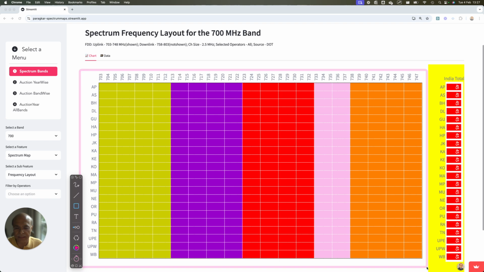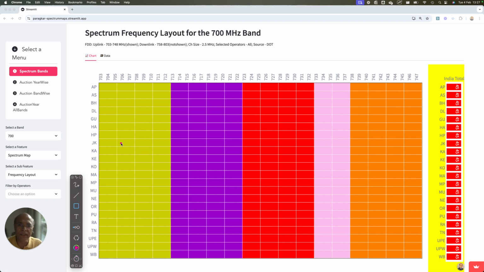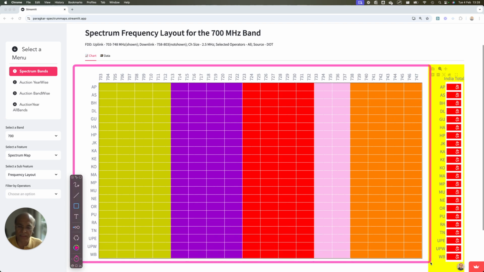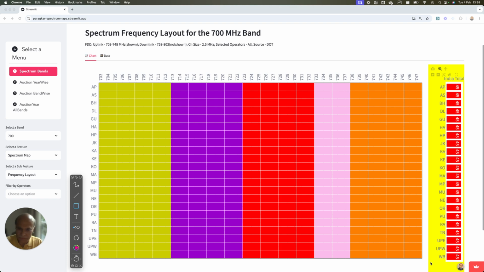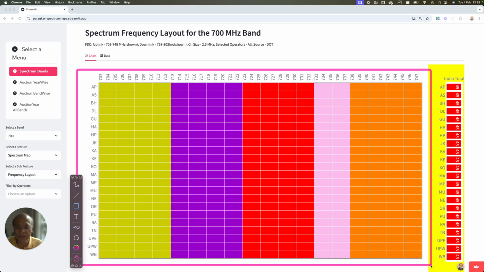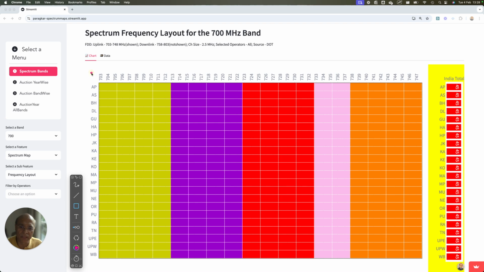Because this is an FDD band, I have only taken one portion of the band. In FDD there are two chunks of spectrum spread apart by a block of frequency, and the other portion will mirror this. So if I draw the other block, it will mirror this one. There is no point in repeating that, because as soon as one entity occupies one portion of the band, the other portion automatically gets occupied.